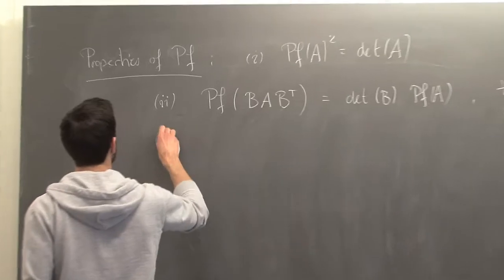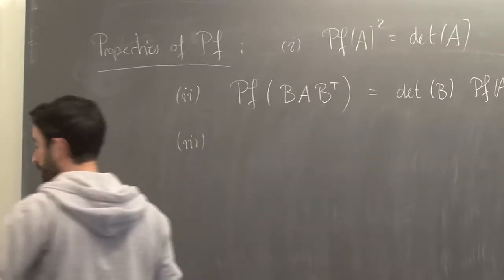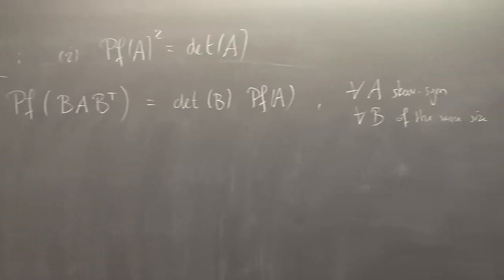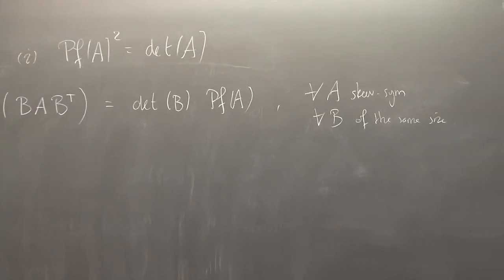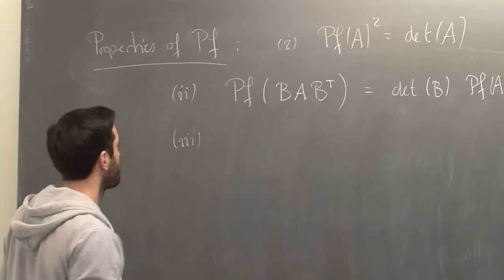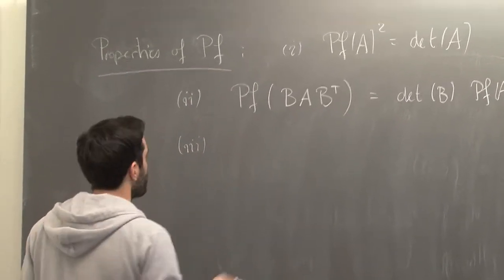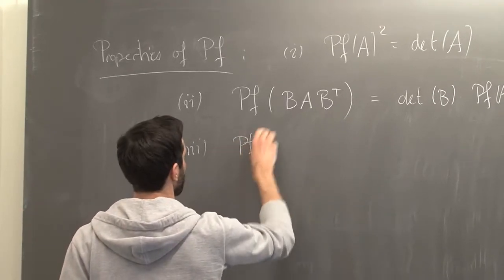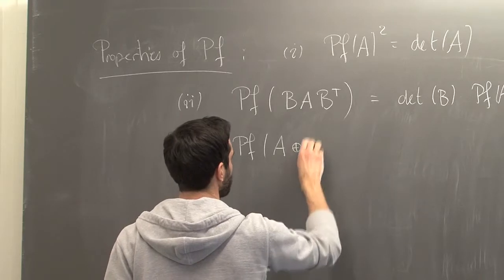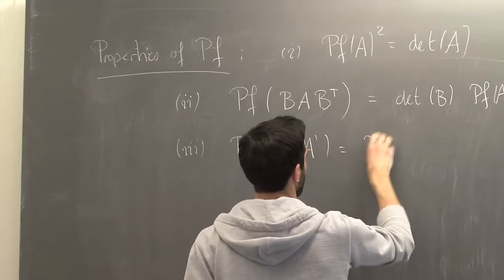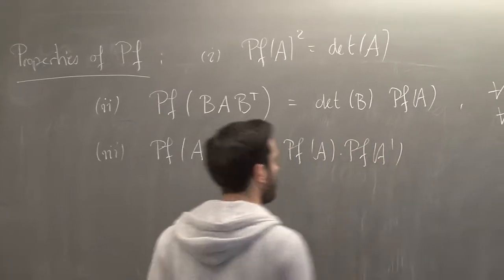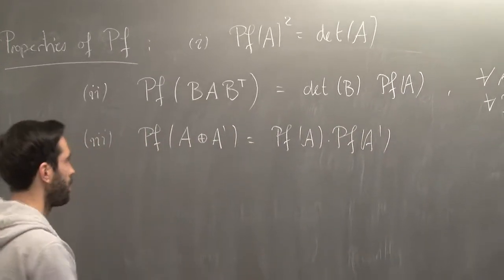I will comment on this property, which is extremely important, later on. For now, I'm just going to list the properties. So third property, the Pfaffian of a direct sum is the product of the Pfaffians, for any A prime skew-symmetric, of course.